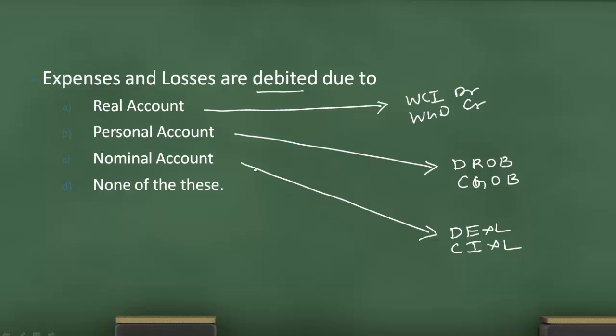And what is our question? Expenses and losses are debited due to, now we have the answer, it is due to nominal account because it says debit all expenses and losses. So the answer is C.